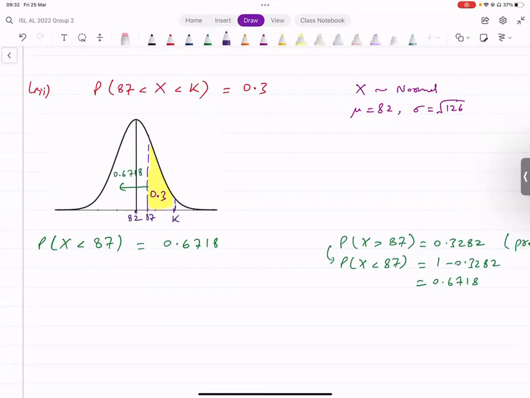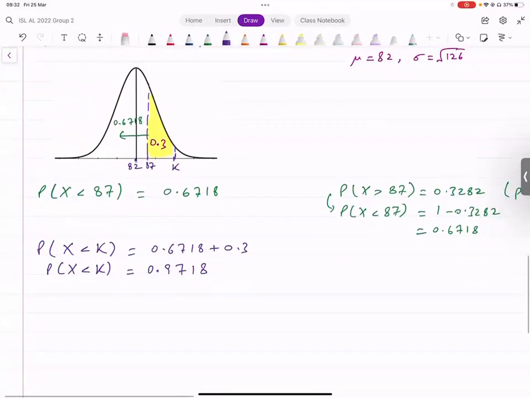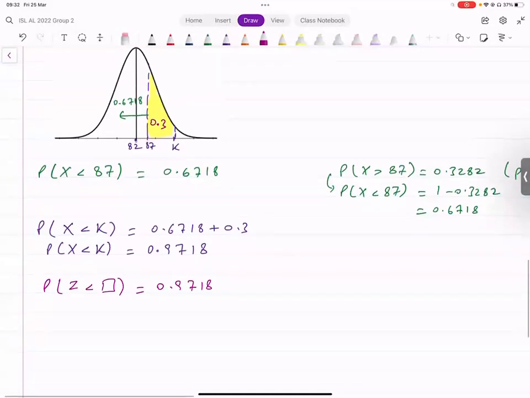So what do we know about probability of x less than k then? वो कितना आएगा? That will be 0.6718 plus 0.3 because ये area भी उसके अंदर आ गया है. So x less than k की probability हमारे पास कितनी आ गई? That is equal to 0.9718, right? And now after this, it's just a simple inverse normal problem. आप इसको z में convert कर दें, इससे probability of z less than something is equal to 0.9718, right?